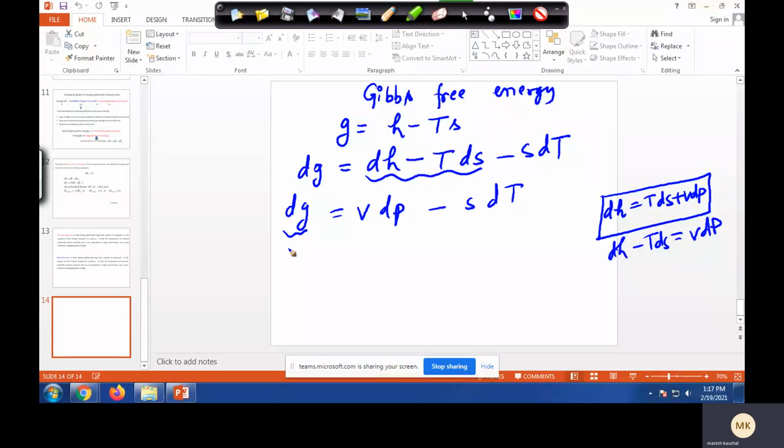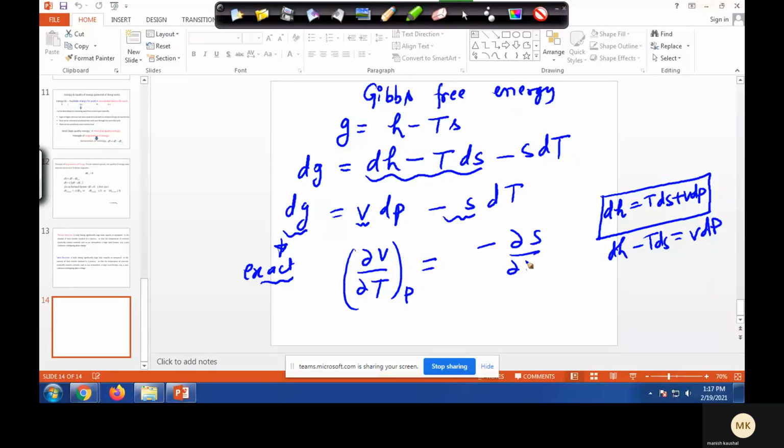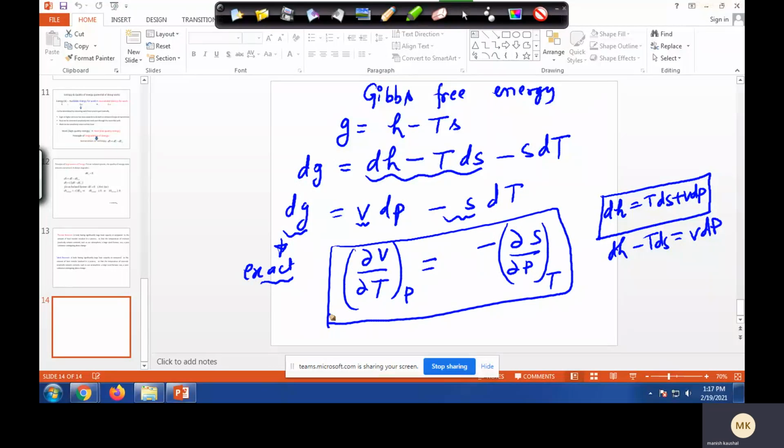Again, this dG is exact, so apply the exactness criteria. This variable V, differentiated with respect to temperature at constant P, is equal to this variable, which is minus S, differentiated with respect to P at constant T. This is another Maxwell relation. So we have all four Maxwell relations.